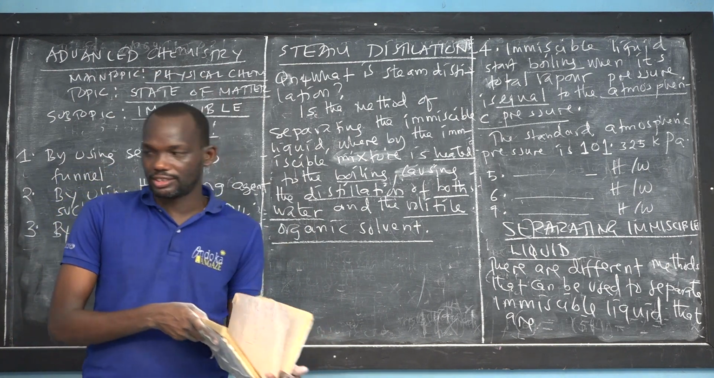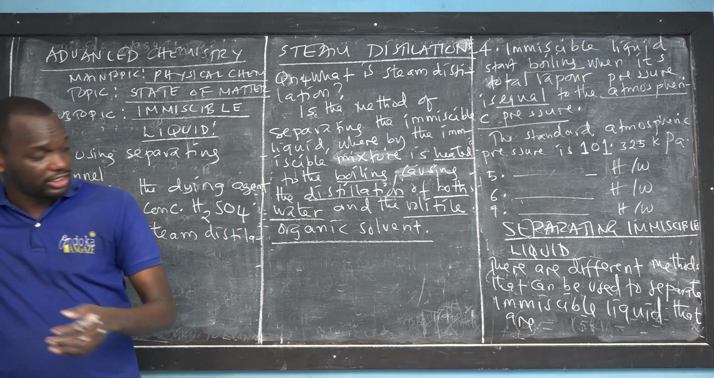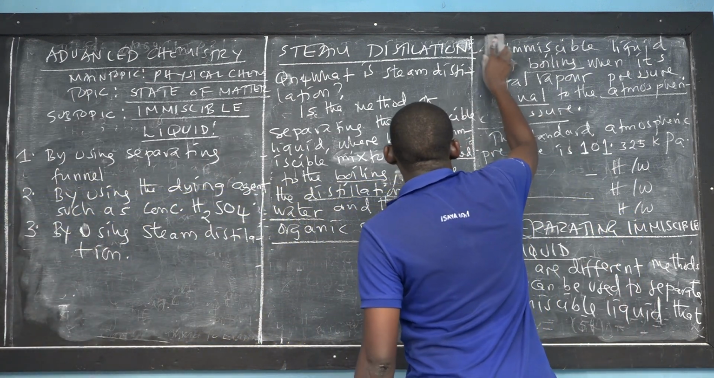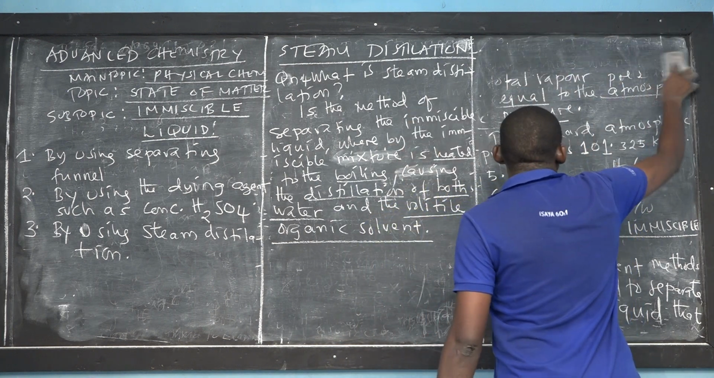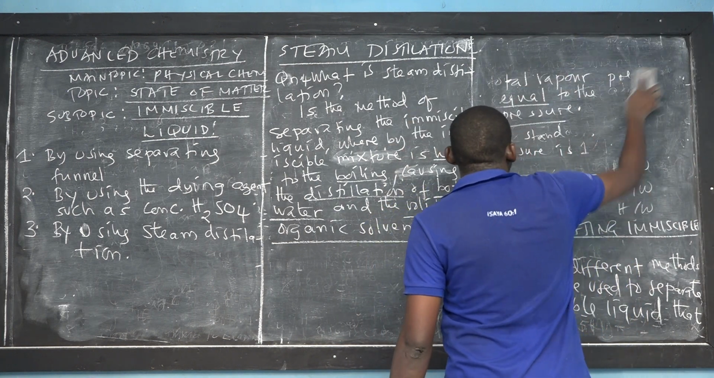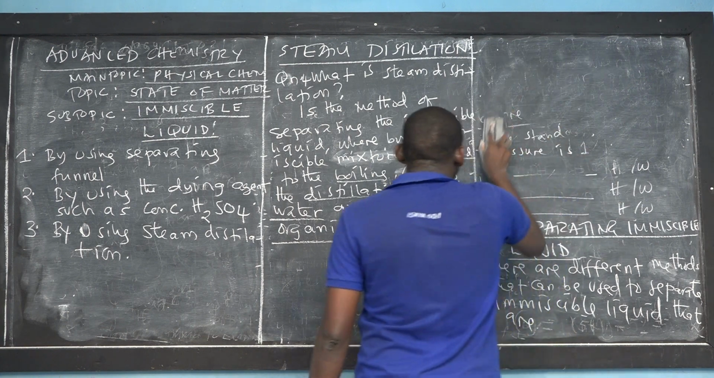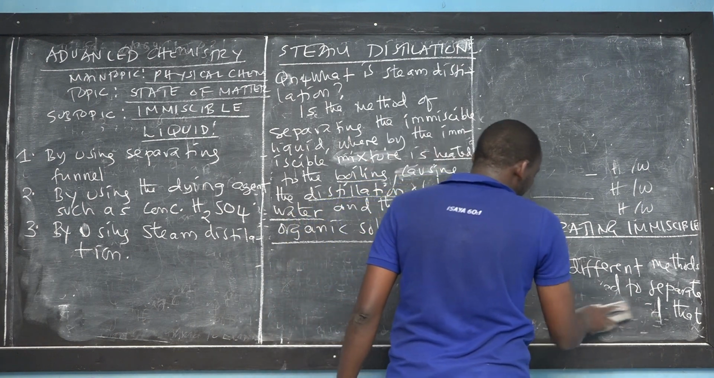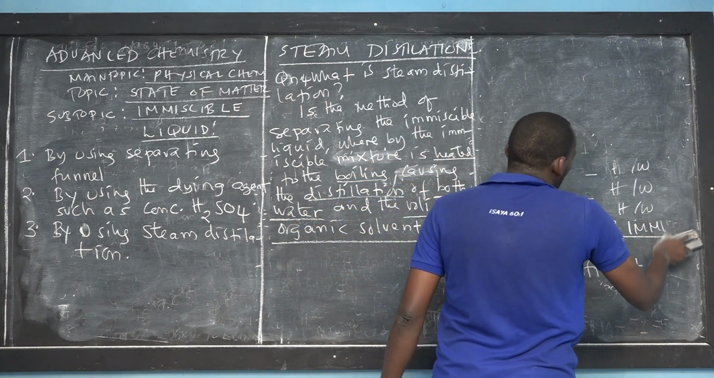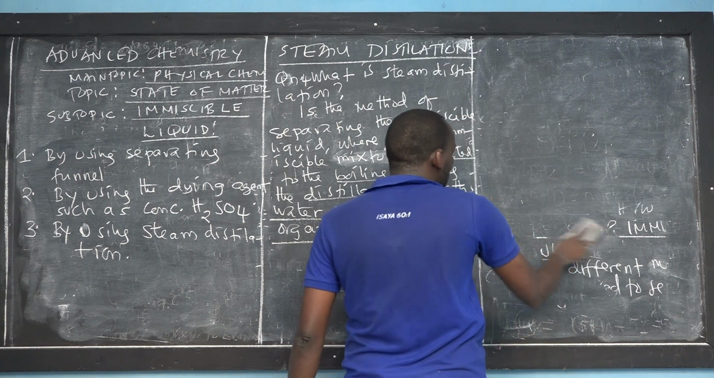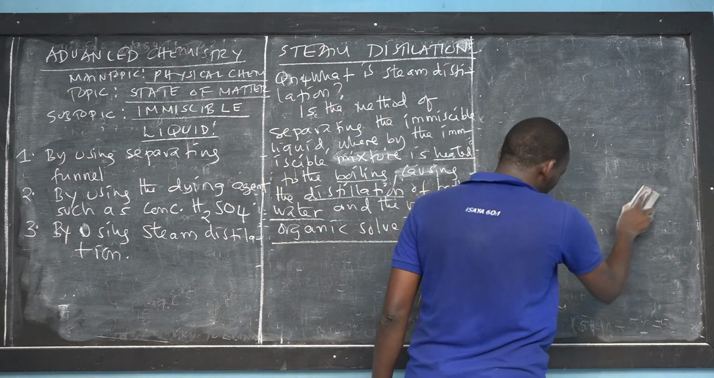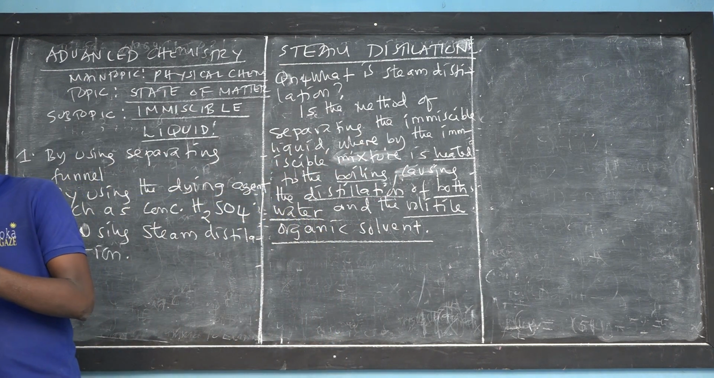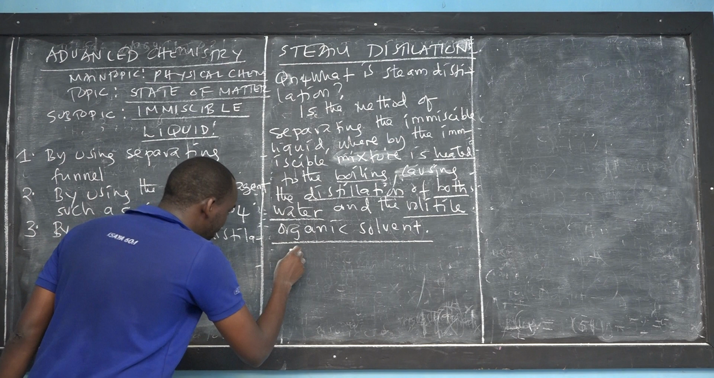There are conditions. It means that steam distillation is not an effective method to separate all immiscible liquids. There are conditions that should be obeyed for steam distillation to be effective. So I'm going to teach you those conditions so that you will understand. We are using steam distillation to separate immiscible liquids, right? We have conditions now of steam distillation. So that's the next part.